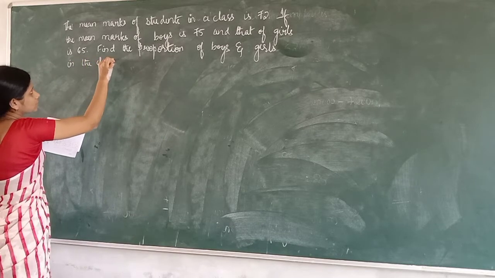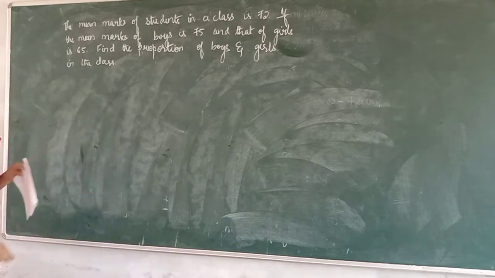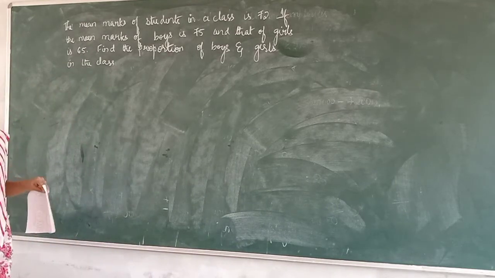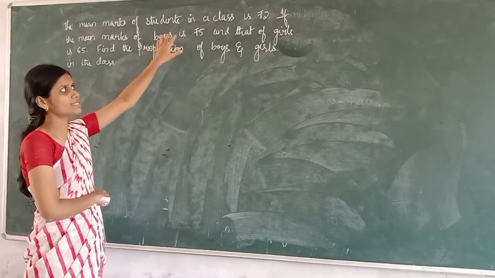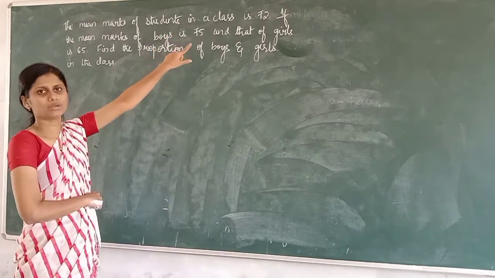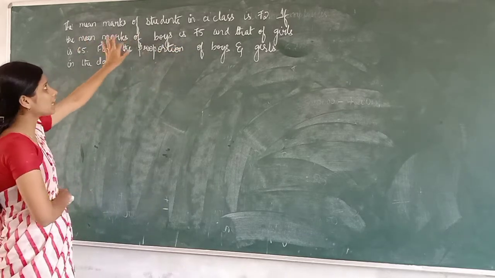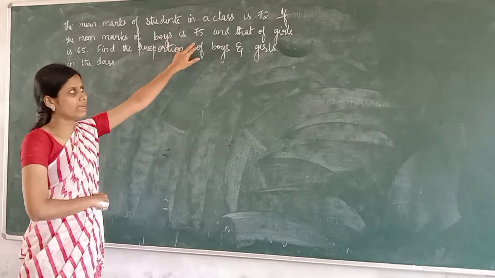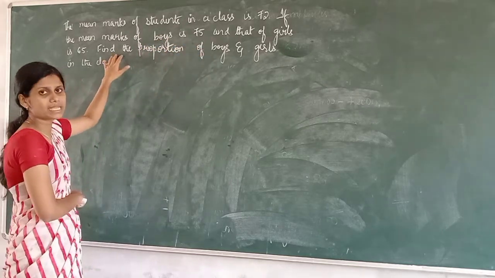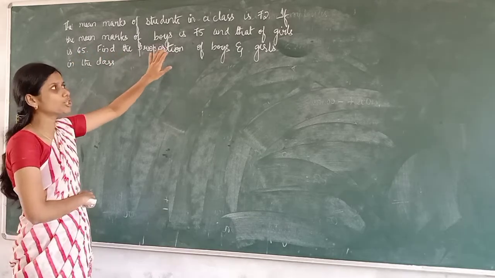So this is the question. When you see the question, you will come to know that the mean marks of students in a class is 72. That means the combined mean of marks of both boys and girls is 72. That means x bar c is equal to 72. And the mean marks of boys, that is x bar 1, is 75 and that of girls, that means x bar 2, is 65. We are asked to find out the proportion of boys and girls.